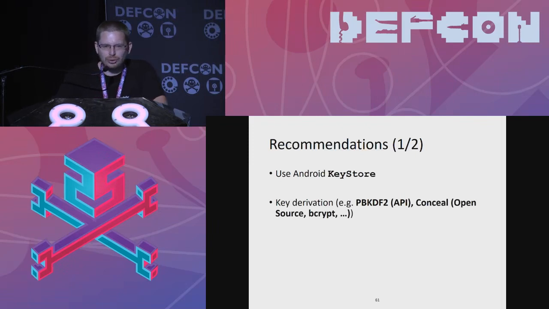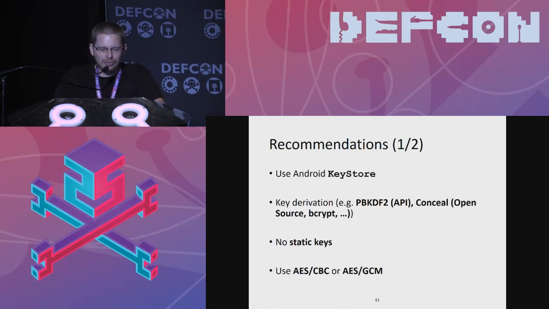Use key derivation functions. There's PBKDF2 in the API. It's a bit slow, but there's already a cool open source library from Facebook. It's called Conceal. It has a bit more faster and secure key derivation function. Don't use any static keys, hard-coded, split up, hidden in some images or something. This is just security by obscurity. If you use AES, depending, use the secure cipher modes.